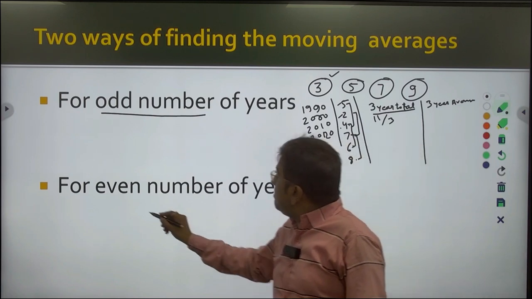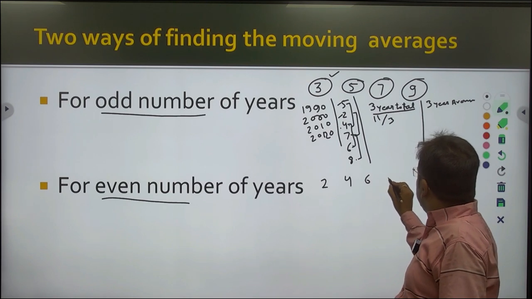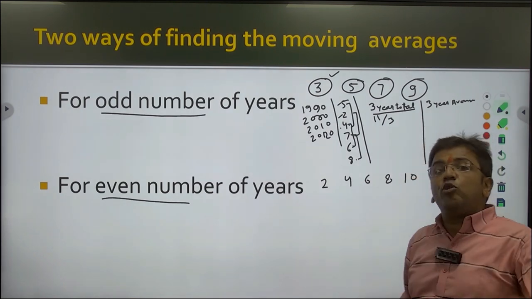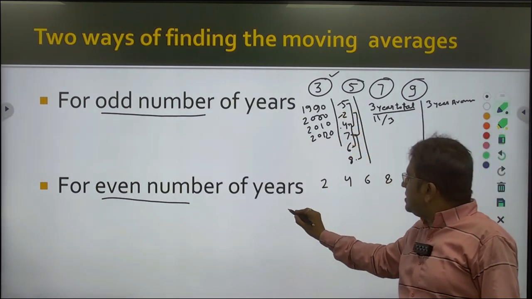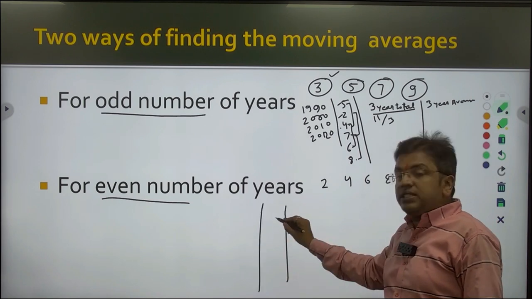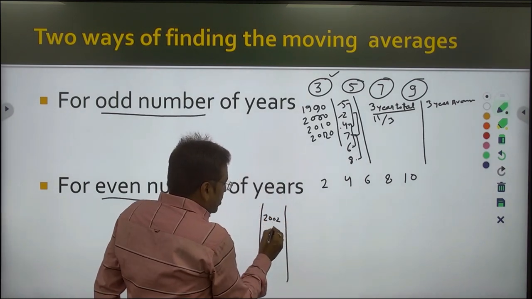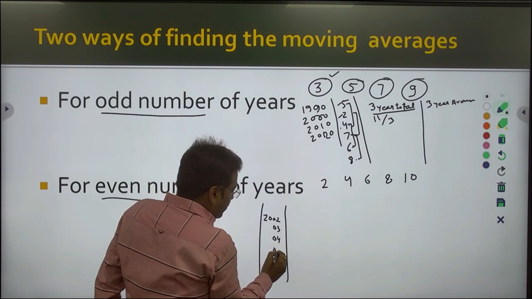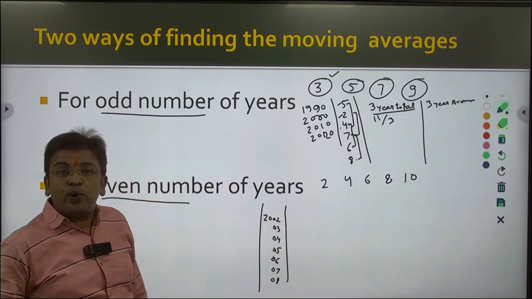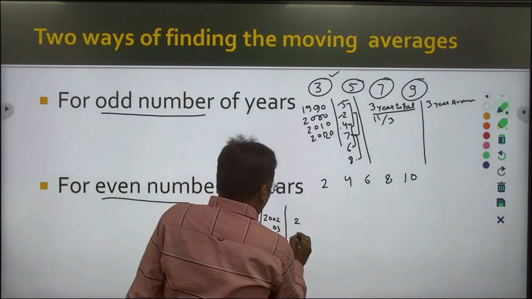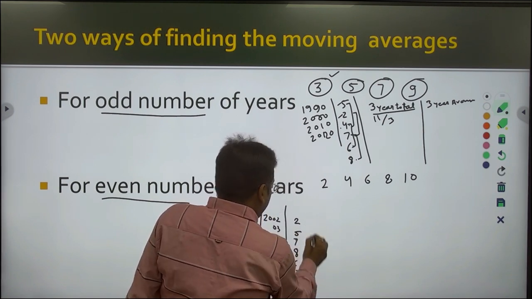But when the question is asking about the even number, even number means 2 years, 4 years, 6 years, 8 years or 10 years or more than 10 years, 12 years, 14 years, whatever it is asking. In the same way, the years will be given, certain years with values of the time. For example, 2002, 2003, 2004, 2005, 2006, 2007, 2008. Like this, the years will be given over here. And after that, the values will be given, 2, 5, 7, 8, 6, 7, 4. So different values will be given.